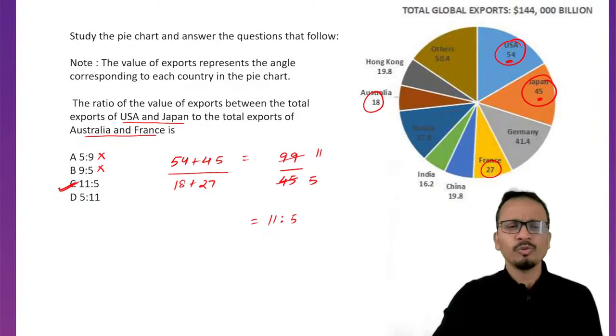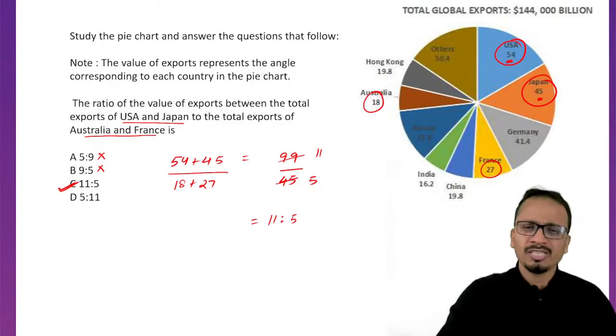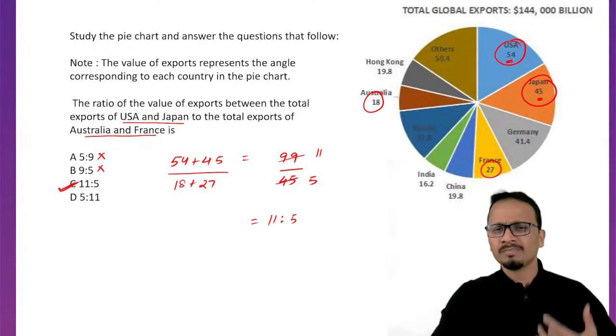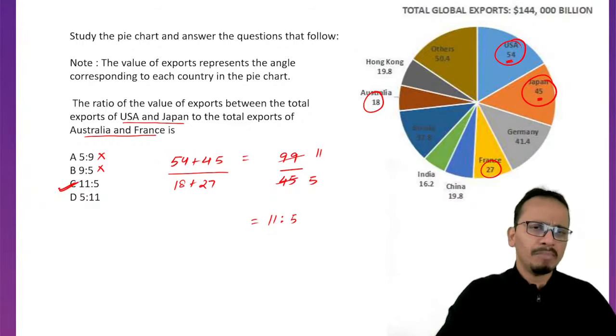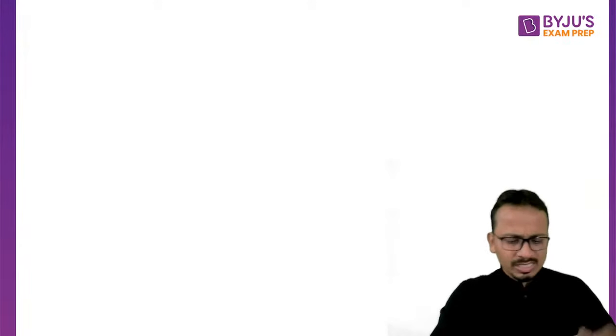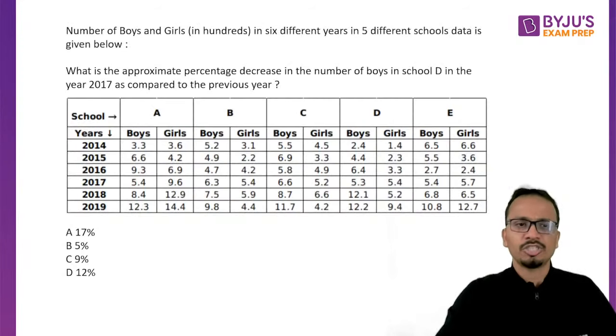In the last few years, we haven't seen much of a change when it comes to the level of difficulty. All right. So it can be a 10% increase or a 20% increase, but more or less the level of difficulty might remain the same. All right. With this, let's move on to the next question.